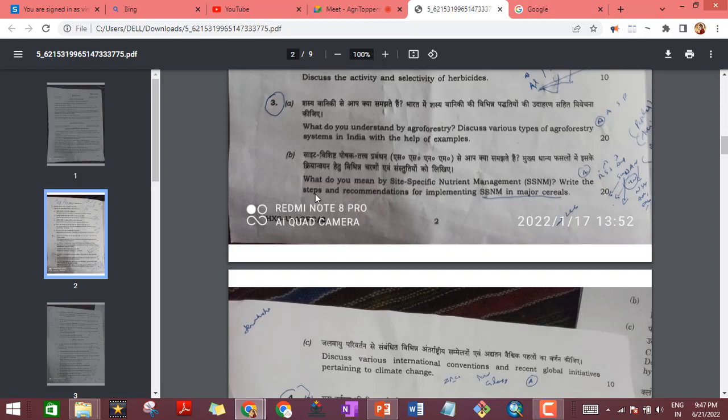Let me tell you, this is a new question. This has not appeared in the UPSC before. Maybe site specific nutrient management to some extent, but not the steps and recommendations for implementing SSNP in major cereals. So if you know it, only then attempt these questions. And this has a specific diagram also, which I have uploaded in my Telegram channel. It is a very simple diagram. So if we know, then you will get very good marks. Write the steps and recommendation for implementing SSNP in major cereals.